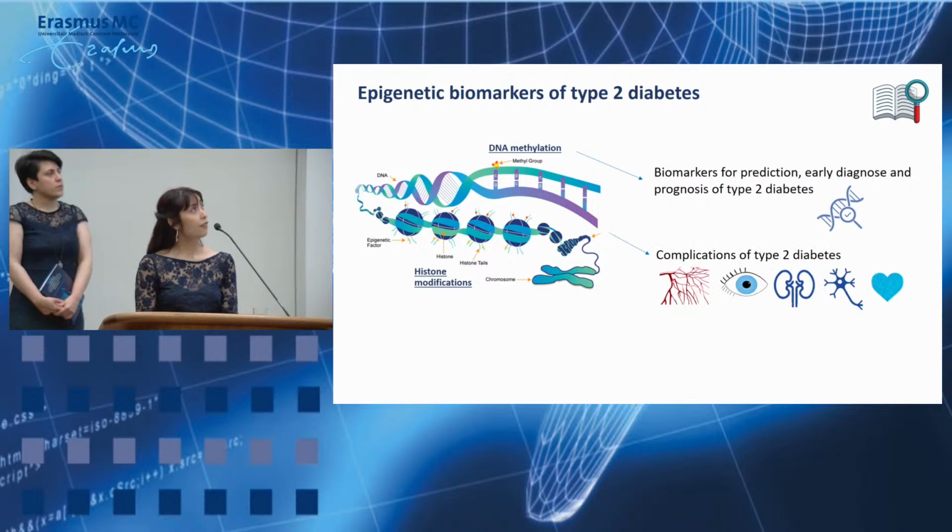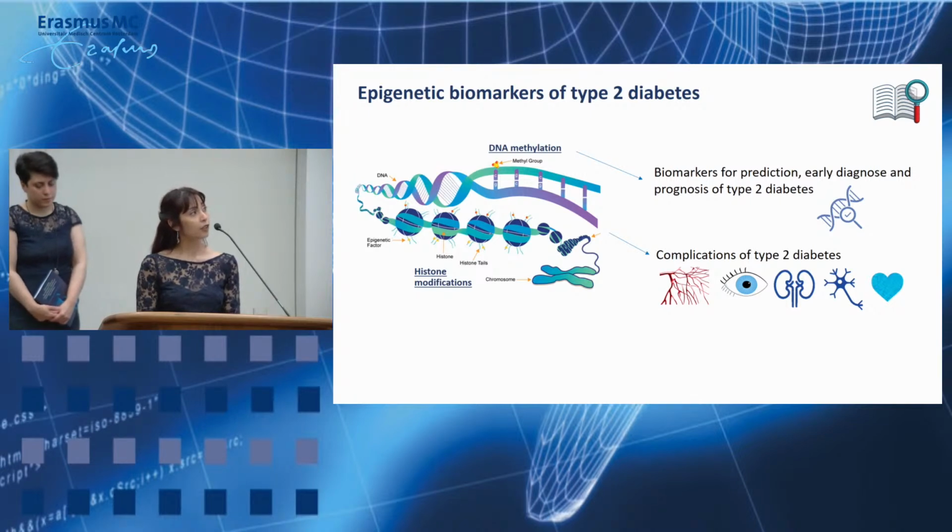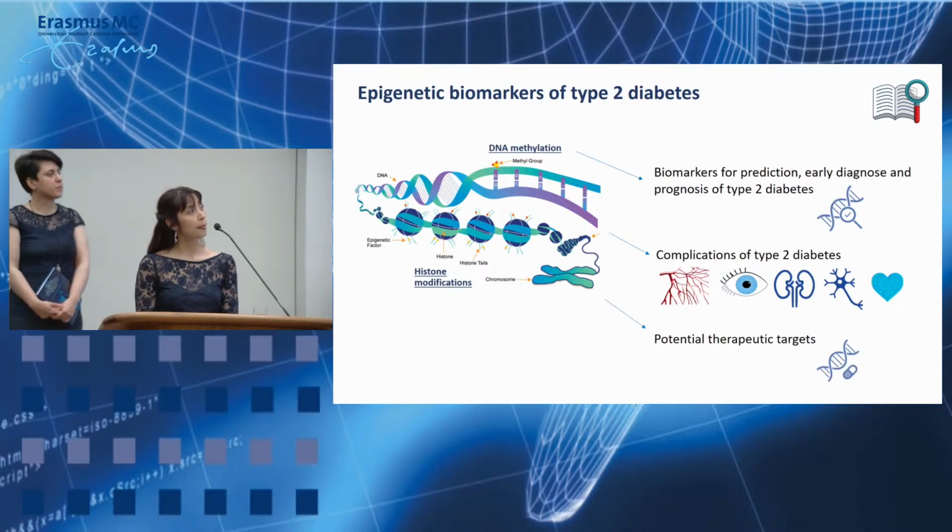Next, I found that some DNA methylation markers and histone modifications were linked to complications of type 2 diabetes, such as vascular damage in the retina, kidneys, also damage in the peripheral nerves, and cardiovascular disease. Therefore, some of these markers could be targeted for potential therapies in order to prevent the onset and complication of this disease.